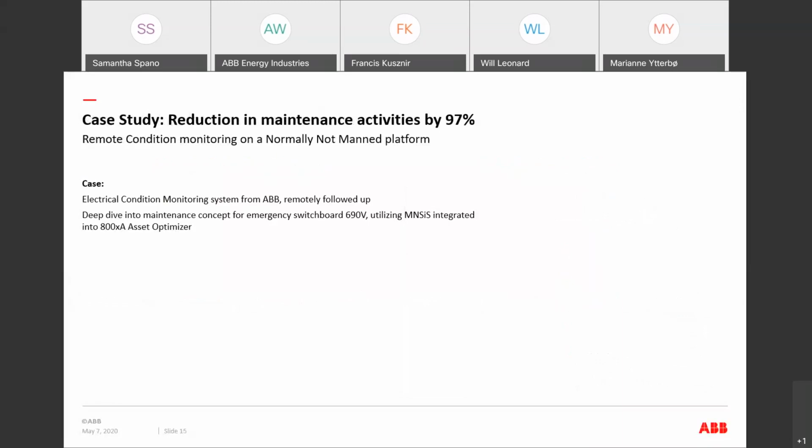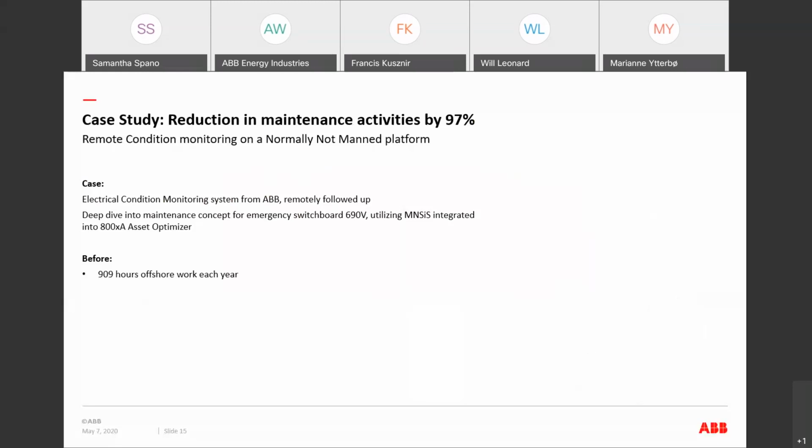So this is an example from a site that had a condition monitoring system on their MNSIS switchgear from ABB, and purchased a condition monitoring system from ABB, but they hadn't really started using that information in their maintenance plan. So for that switchgear, they were using 909 offshore work hours every year. I think you can have some clicks on the slide here.